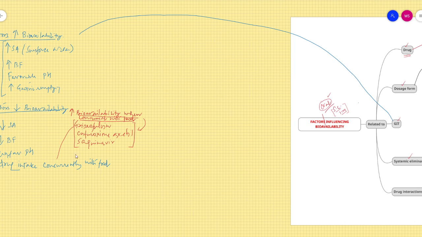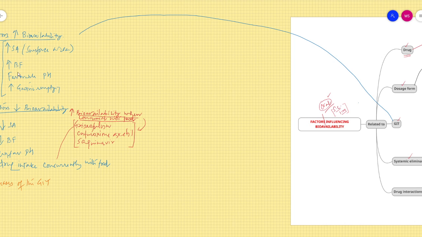And what could be the other reason that could influence bioavailability of drugs from the GIT? Yes, the presence of diseases. Okay, so the diseases of the GIT. Diseases or surgical corrections of the GIT can also decrease bioavailability. Okay. And anything that interferes with the blood flow.